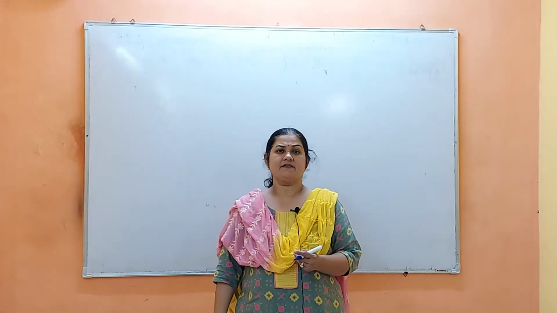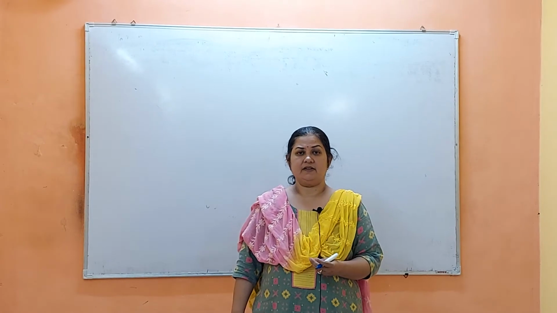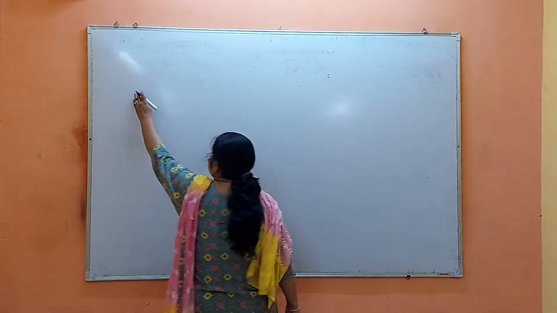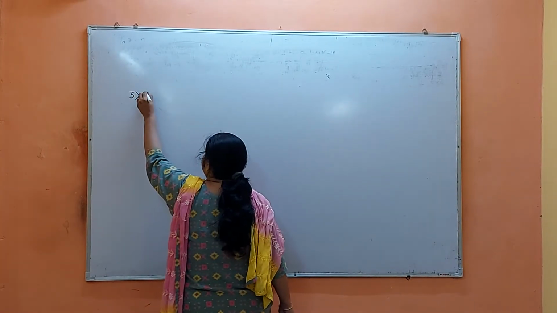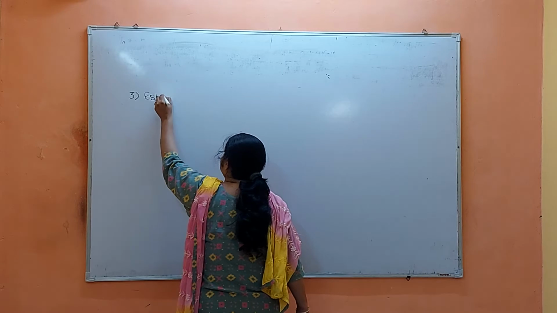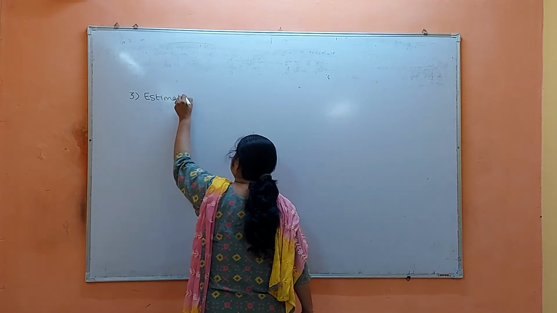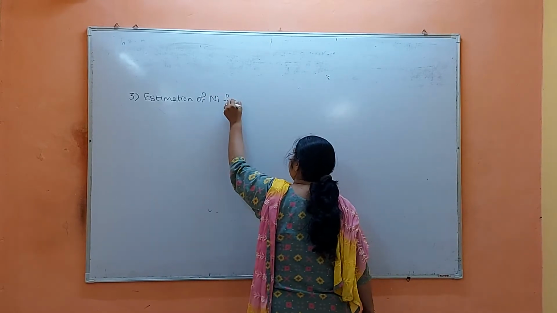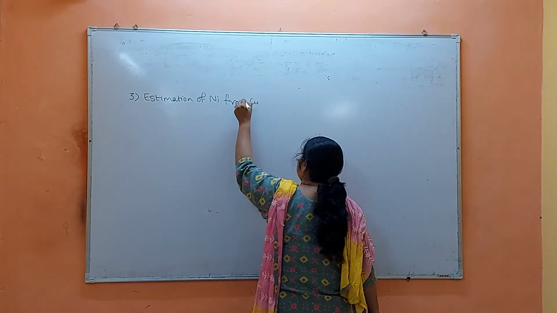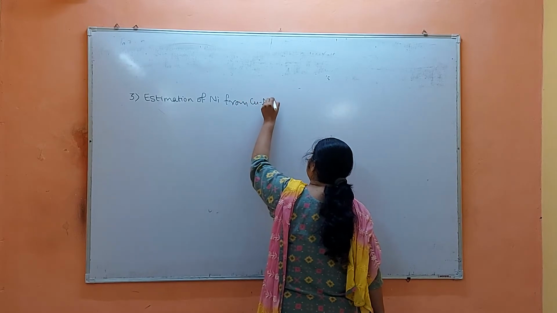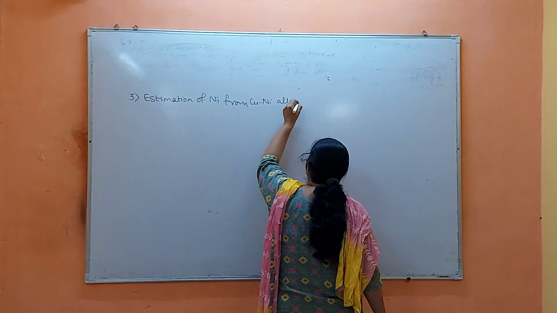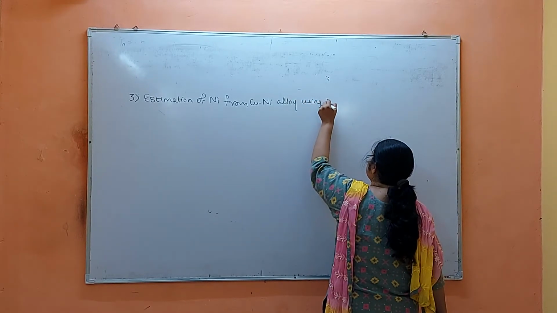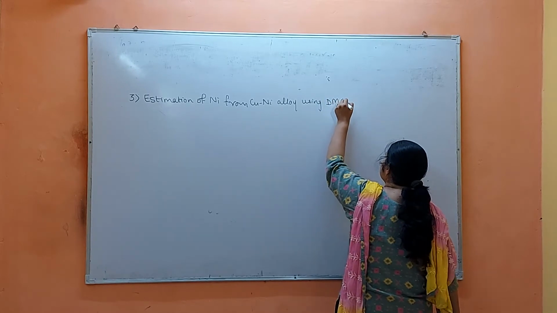In my last lecture we have seen the estimation of aluminium and the estimation of sulfur. In this lecture we will see the estimation of nickel from copper nickel alloy using DMG. DMG is what? Dimethyl glyoxime.